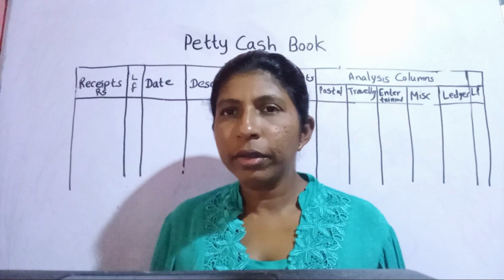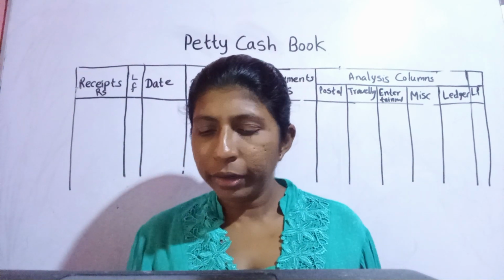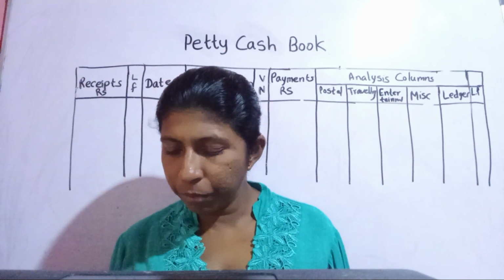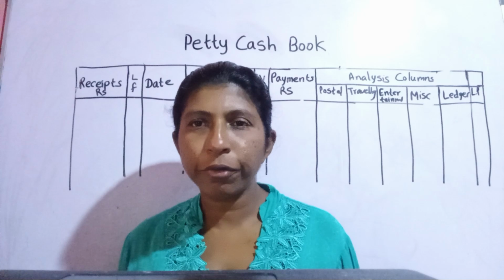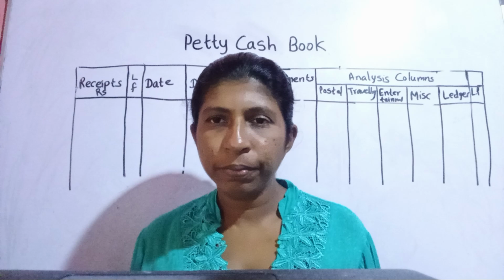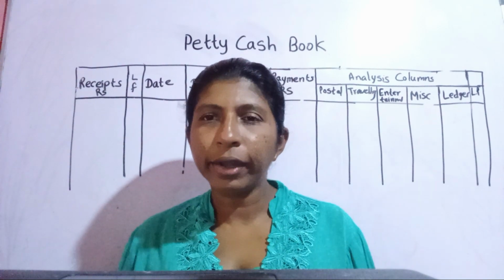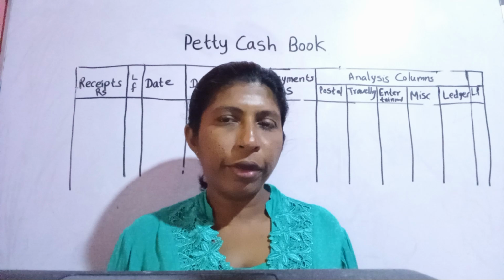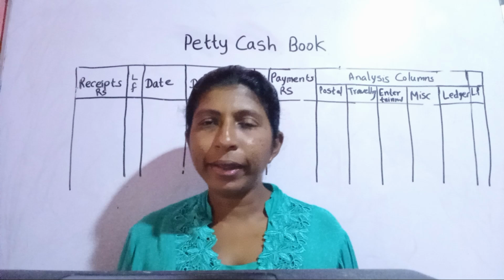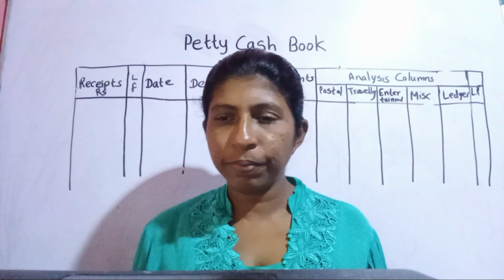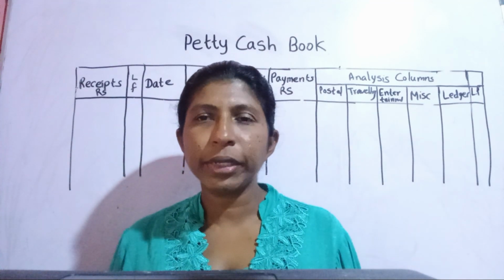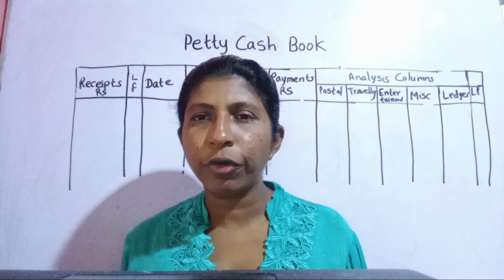For this, I will take activity number 5 on page number 109 of your grade 10 textbook. In this activity, you have been given some details: the petty cash imprest is 3000, and some expenses are given to you to record in the petty cash book.